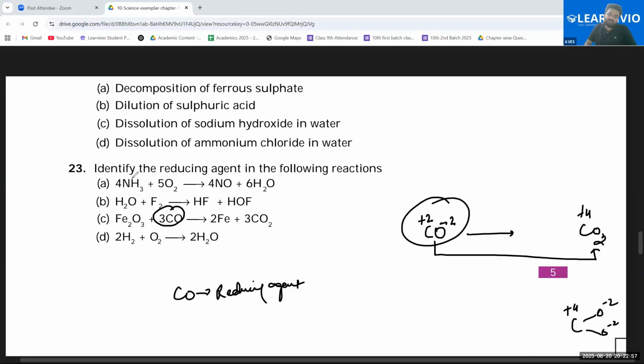Now here you can also check. The one which is carrying oxygen is the oxidizing agent. Simple. If there are two substances, one is carrying oxygen, one is not, the other one which is not carrying oxygen is the reducing agent. So this one is the reducing agent NH3 and this one is the reducing agent hydrogen. But in this case, next one here, H2O, if it is connected with F2.